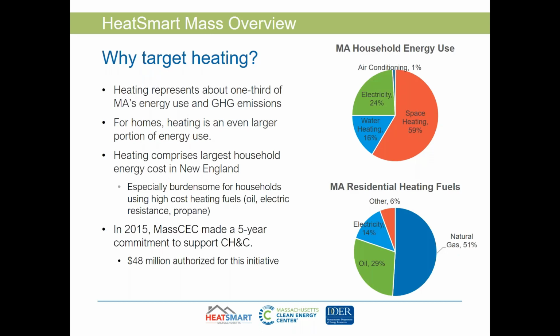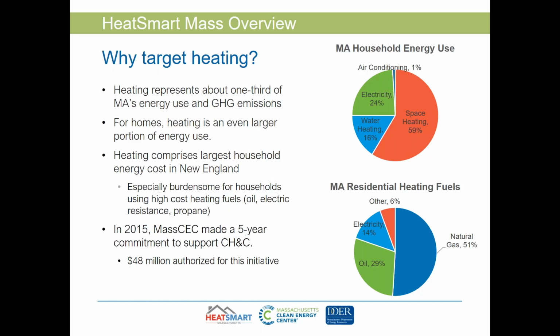So for HeatSmart Maps, we definitely want to ask the question, why target heating? Heating represents about 1/3 of Massachusetts' energy use and greenhouse gas emissions, so that's pretty high. Now, when we take a look at these pie charts to the right here, we see that further broken down into individual household energy use, where we actually see almost 60% just to space heating alone. And then the rest of the pie is also towards different types of heating, whether or not you might heat also with electricity as well. So we have a high energy use due to heating and cooling.